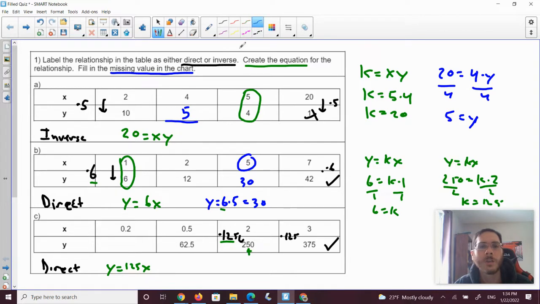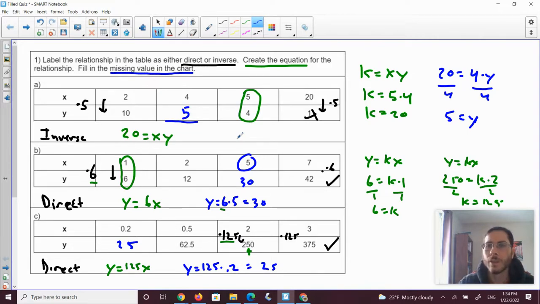For the last part, then we have to find out what goes in this part in the table. So we know that y is going to equal 125 times 0.2. All right, well, 0.2 is the same as 1/5. So 1/5 of 125 is just 25. There we go. And that's everything that we got. So we're all set with number 1.